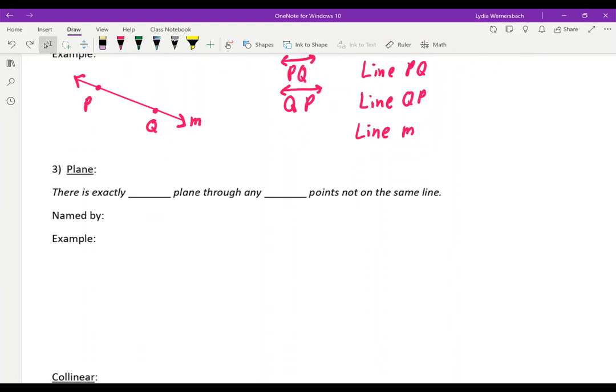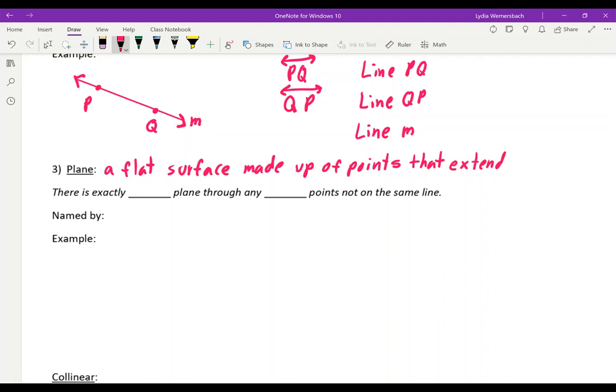So the next thing is a plane. And so a plane is a flat surface made up of points that extends indefinitely in all directions.